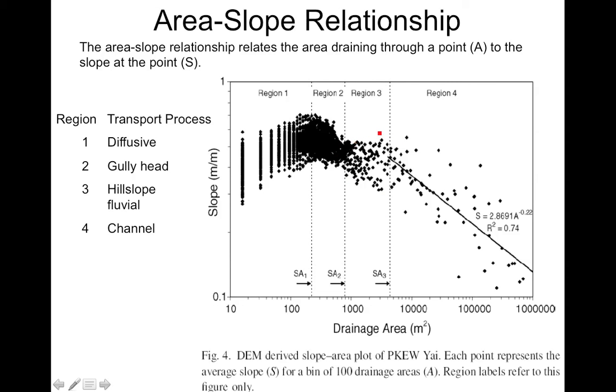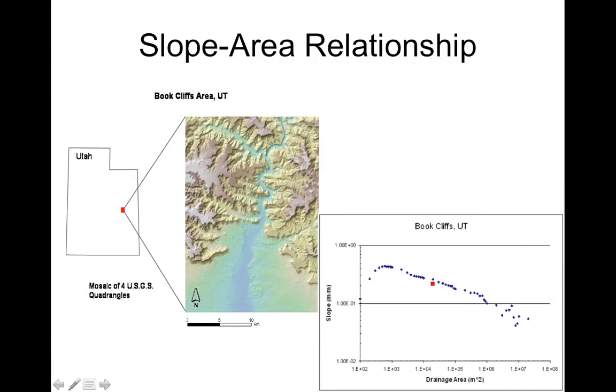That maybe not always flowing with water, but that you've got a well-defined hydraulic geometry. And then in region 4 we have a well-defined channel in parts of the landscape. And the slope begins to decrease then. We can look at areas from all parts of the world and catchments, and they all follow the same sort of pattern.